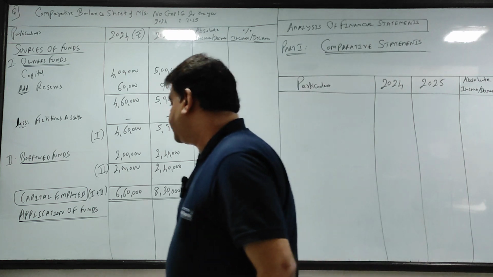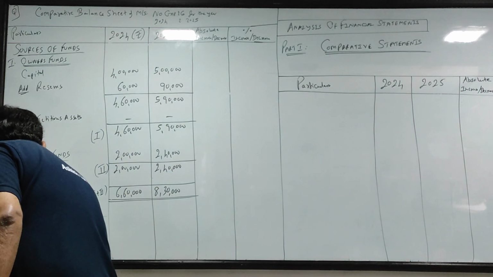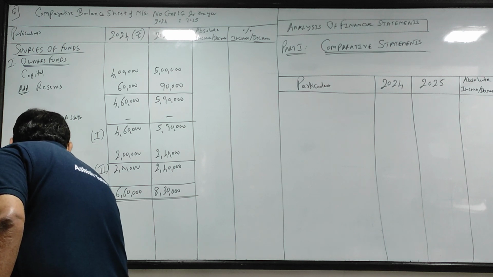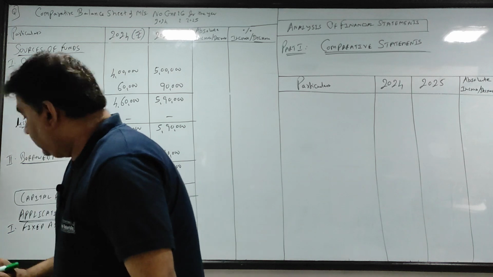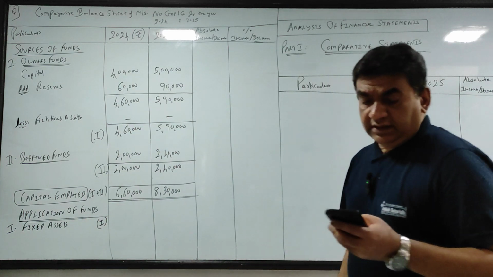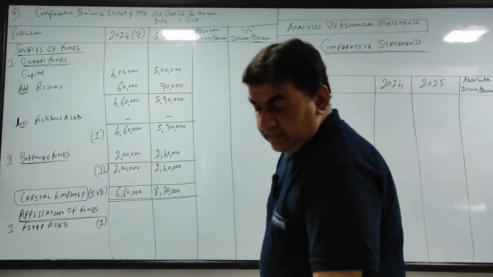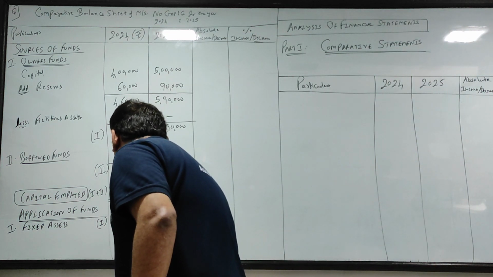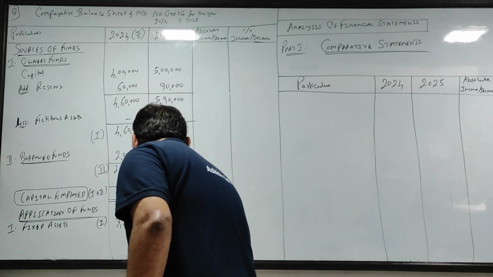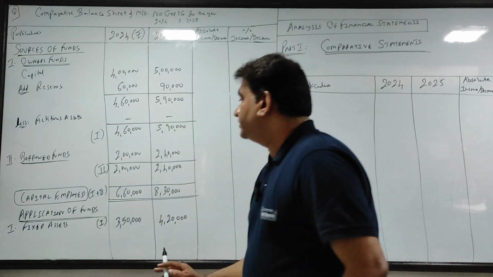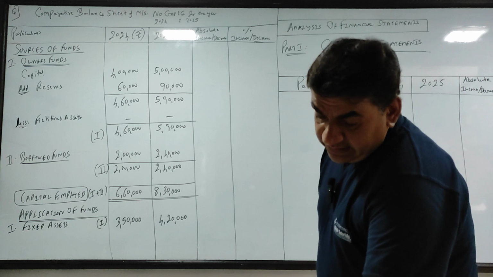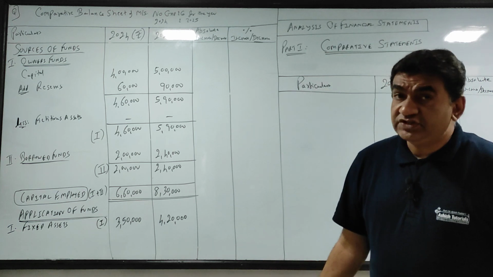First is fixed assets, straight away amount given. I mean no breakup is also there. Fixed assets का amount straight away दिया हुआ है. So fixed assets कितना है? 350 and 420. So 3,50,000 and 4,20,000. 350 and 420. And then we have investments.